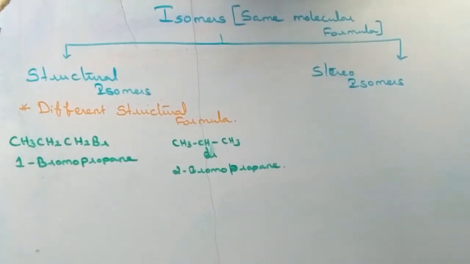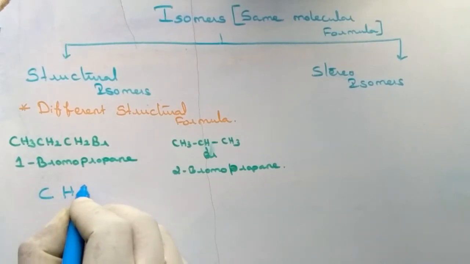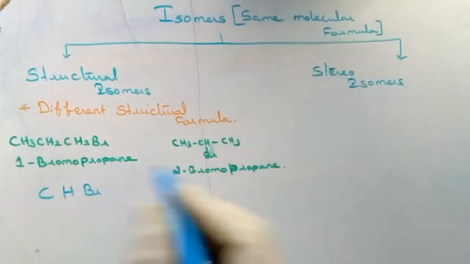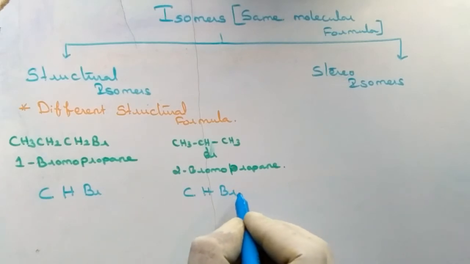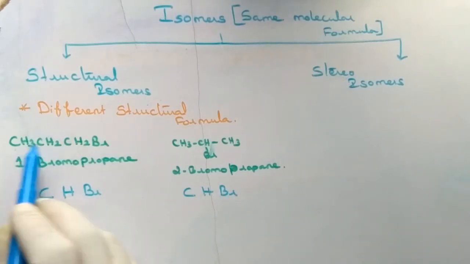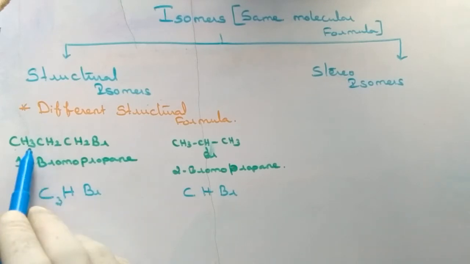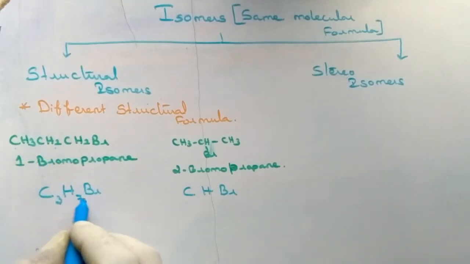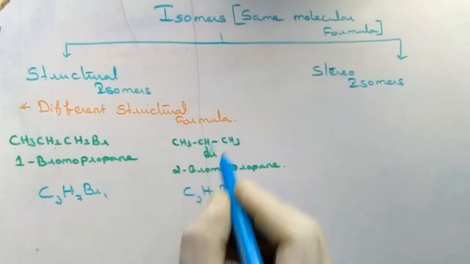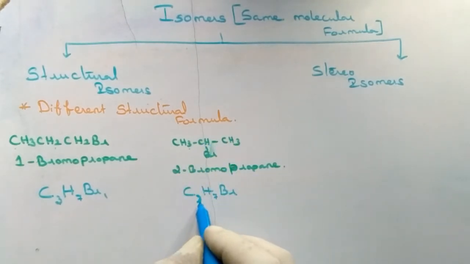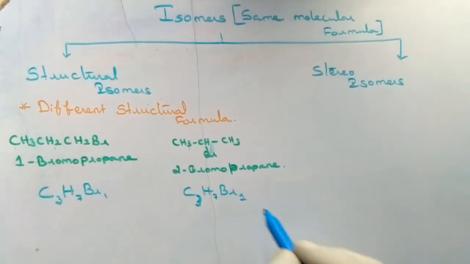Now we are going to find out the molecular formula of both of these compounds. In the first compound, what elements are there? Carbon, hydrogen and bromine. In the second compound also, carbon, hydrogen and bromine are the elements. So how many carbons? 3 carbons. How many hydrogens? 7 hydrogens. Bromine, only 1. Here also 3 carbons, 7 hydrogens, and only 1 bromine.